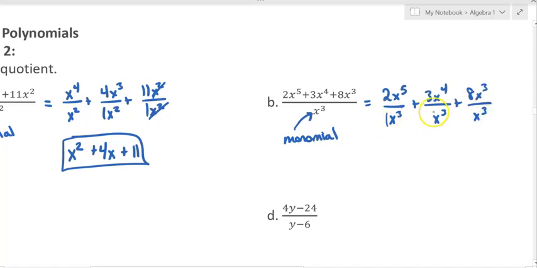And 1x cubed if it makes you feel better. So 2 divided by 1 is 2. And then think of this as x to the 5th divided by x cubed. Remember, you subtract the exponents, you're left with x squared. All right, 3 divided by 1 is 3. So x to the 4th over x cubed is just x to the 1, but we're going to call it x. 8 divided by 1 is 8. And then x cubed over x cubed simplifies out. And so that's our answer.